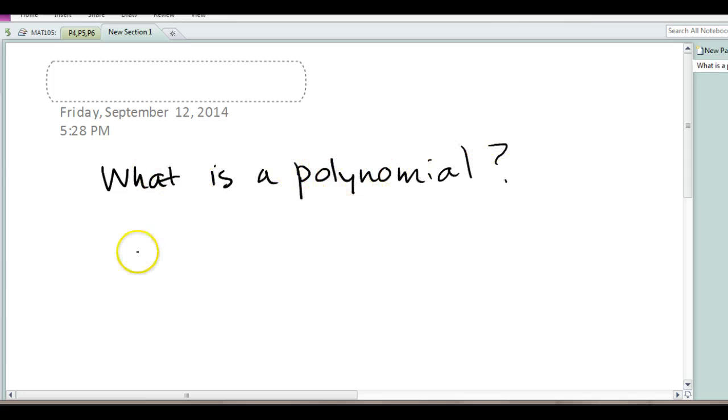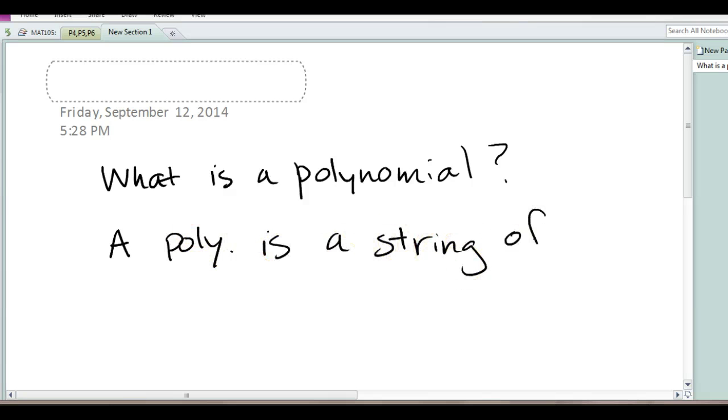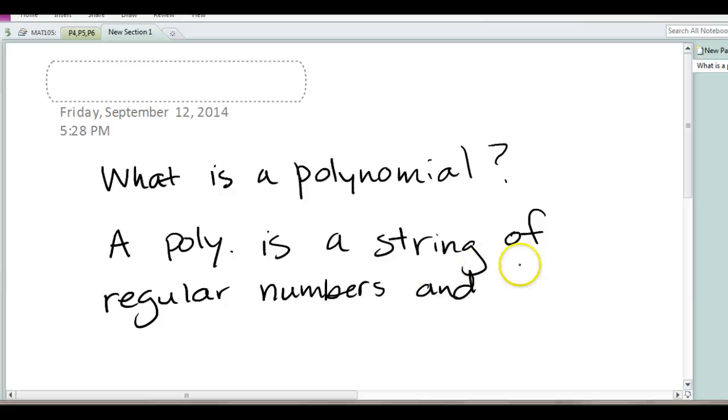Well, a polynomial, I'll just use poly for short, is a string of regular numbers and variables added or subtracted together.